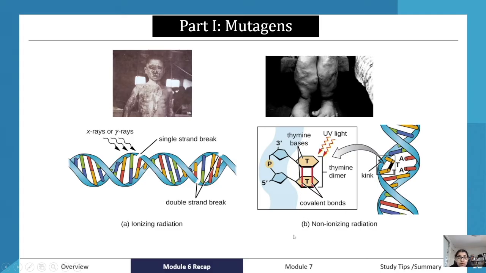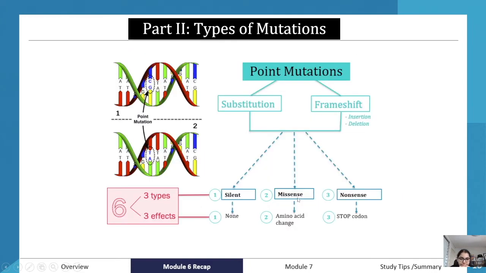On the other hand, we've got non-ionizing radiation, which causes pyrimidine dimers to form between thymine. So it can form between thymine and guanine. Yes, it's always good to remember that. But this is an example here of thymine dimers. So these are forming between two thymine bases. So that's that. Alright, let's have a look now at what happens as a result of these mutations.